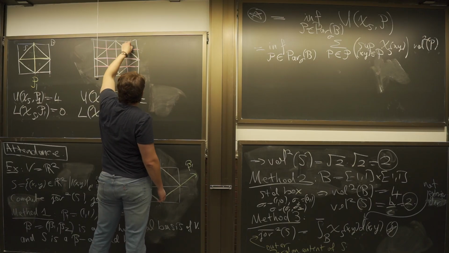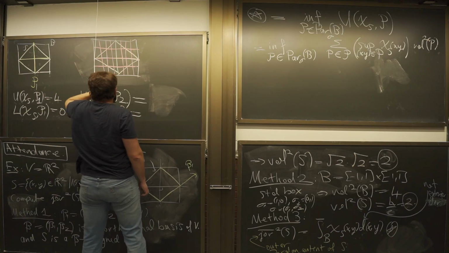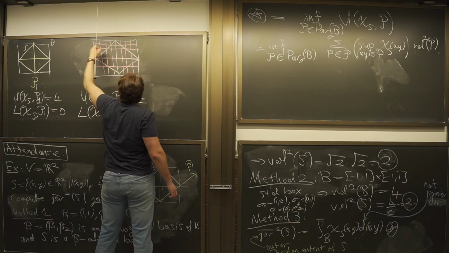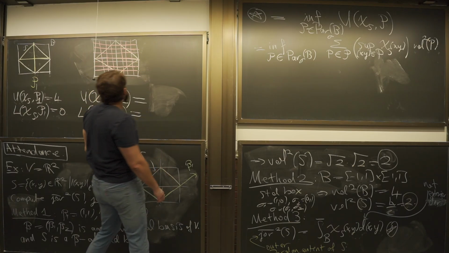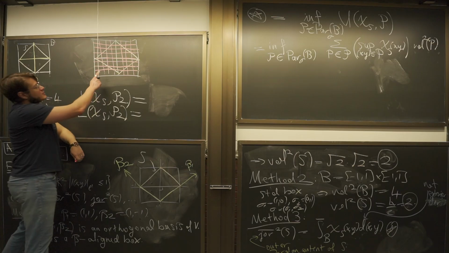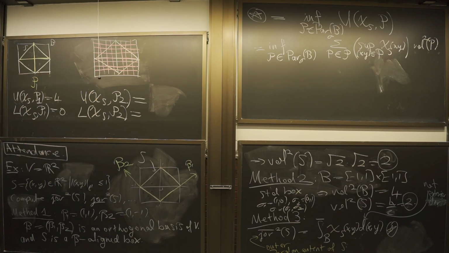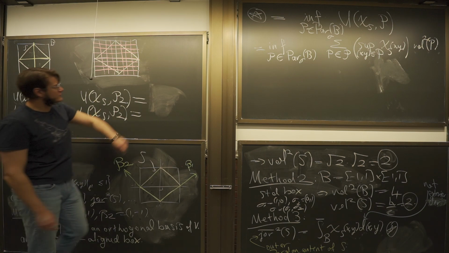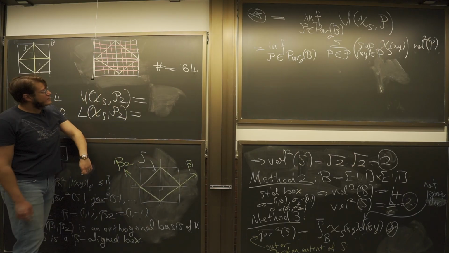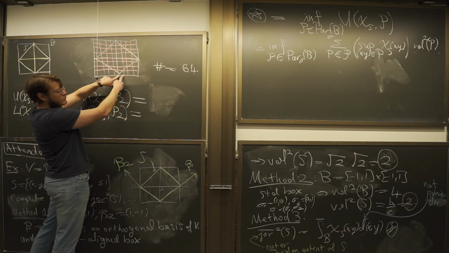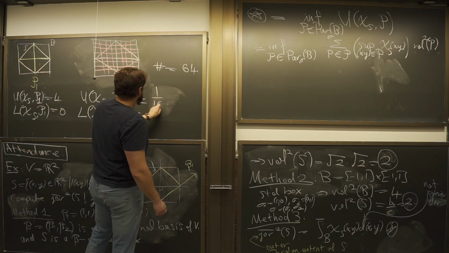That was 16. Now, how many pixels do we have? 1, 2, 3, 4, 5, 6, 7, 8. 8 times 8 is 64 pixels. What are the areas? This is 1, 1/2, 1/4. The area is 1/16, so I'm going to have to adjust it by 16.